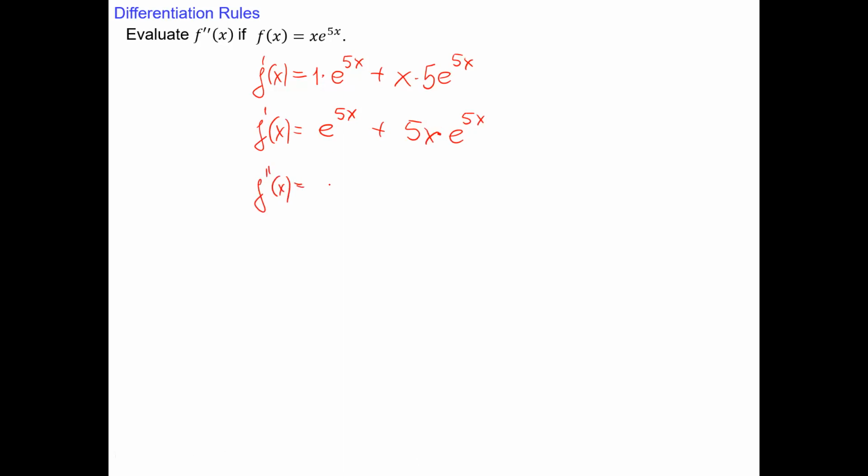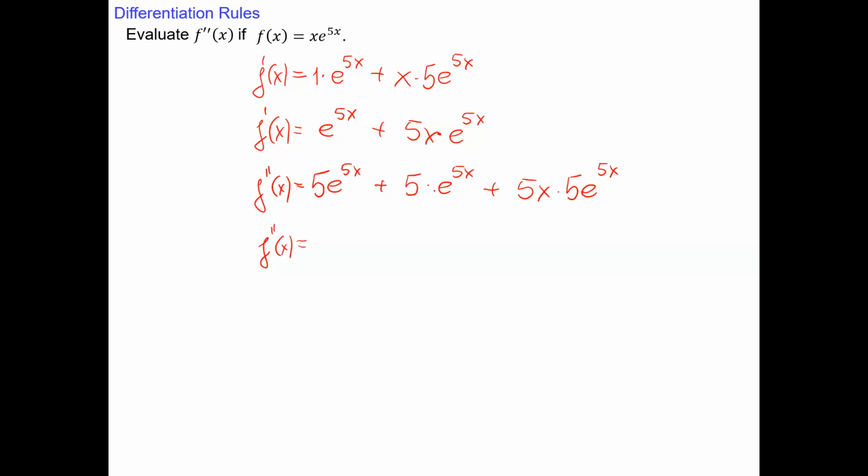Derivative of e to the 5x is e to the 5x times 5, plus derivative of 5x is 5, times e to the 5x, plus 5x times derivative of e to the 5x, which is e to the 5x times 5. Okay, that means this is the final answer. Lots of 5s. 5x was the inner function.